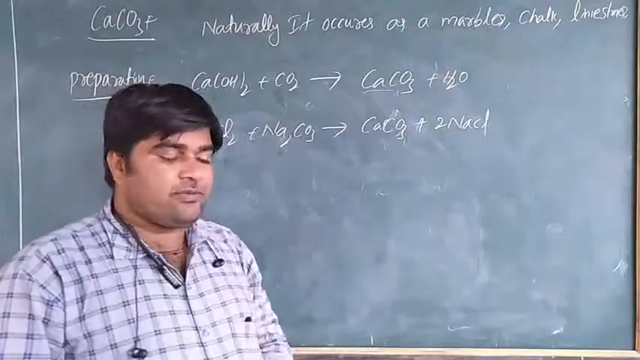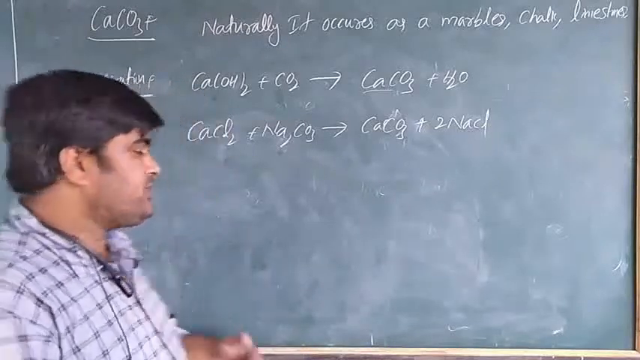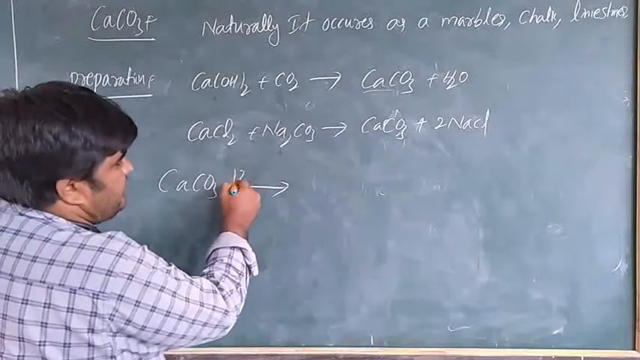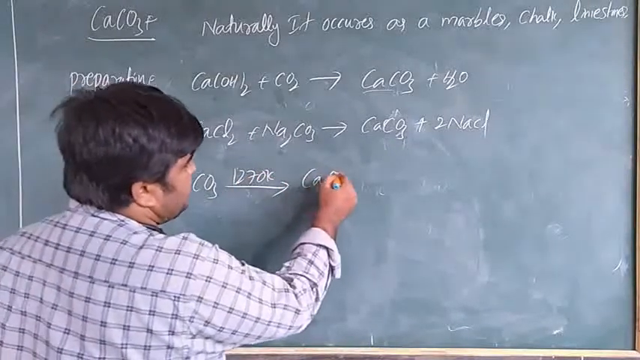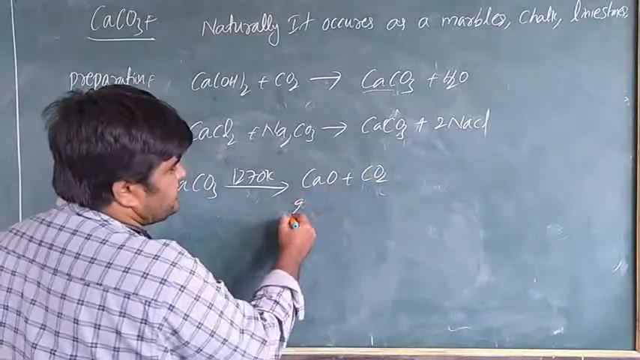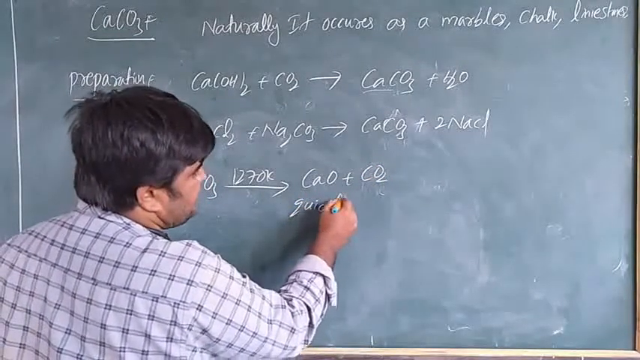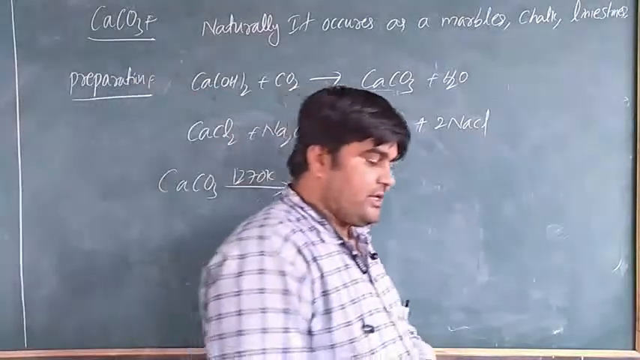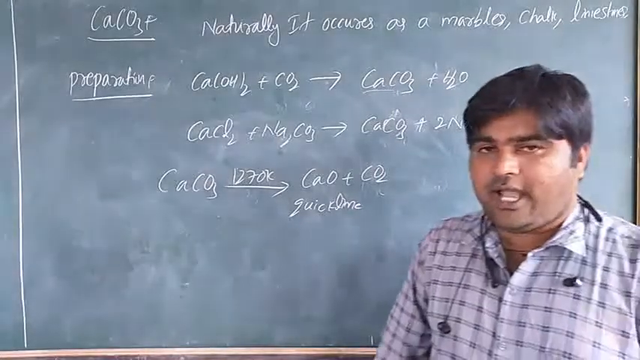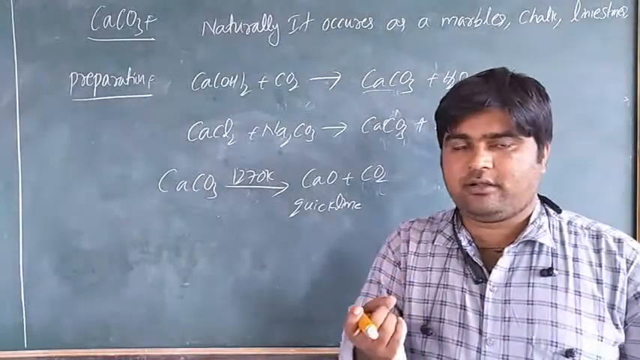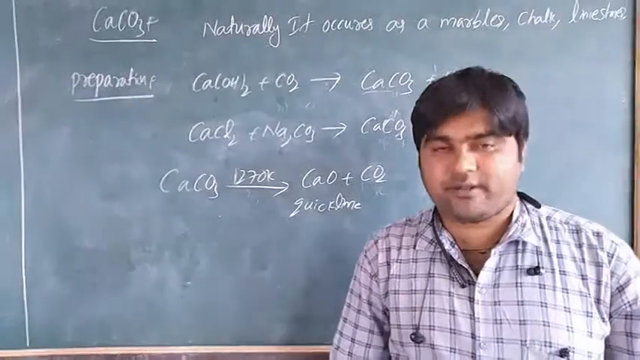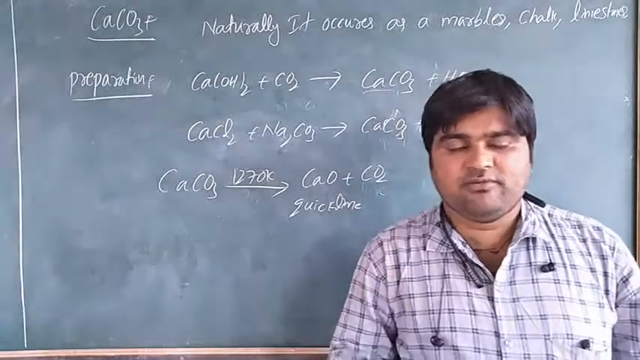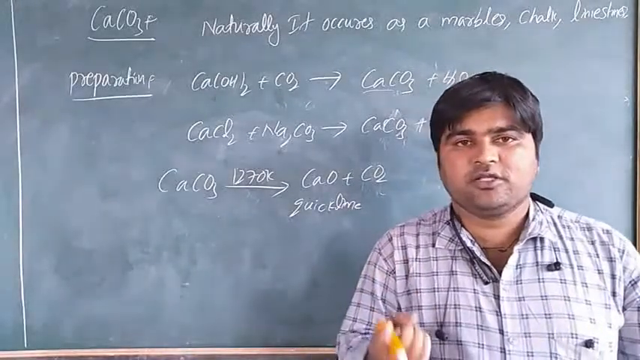Whenever calcium carbonate is heated at about 1270 Kelvin, it forms calcium oxide and carbon dioxide. Calcium oxide is quicklime. And calcium carbonate is a white, smooth, fluffy powder.